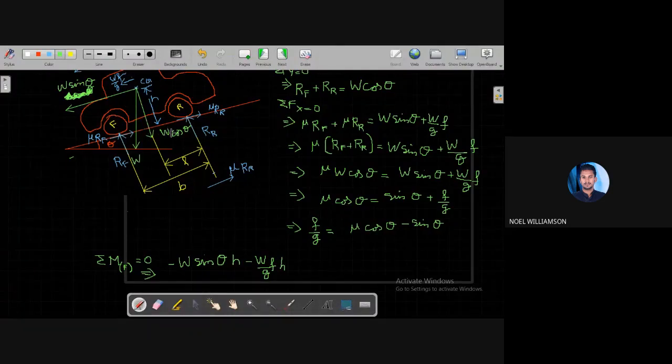Then W cos theta, which is at a distance b minus l, which is in the clockwise direction. Therefore, plus W cos theta into b minus l. And last RR, which is at a distance b, which is in the counterclockwise direction. Therefore, minus RR into b equal to 0.